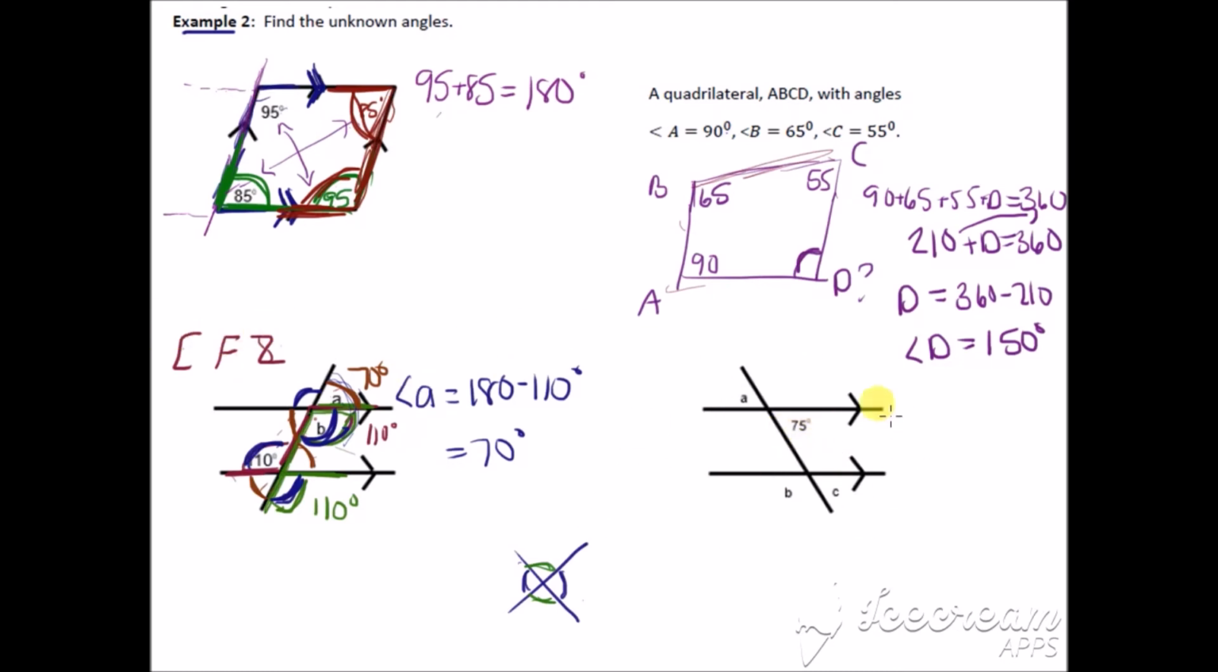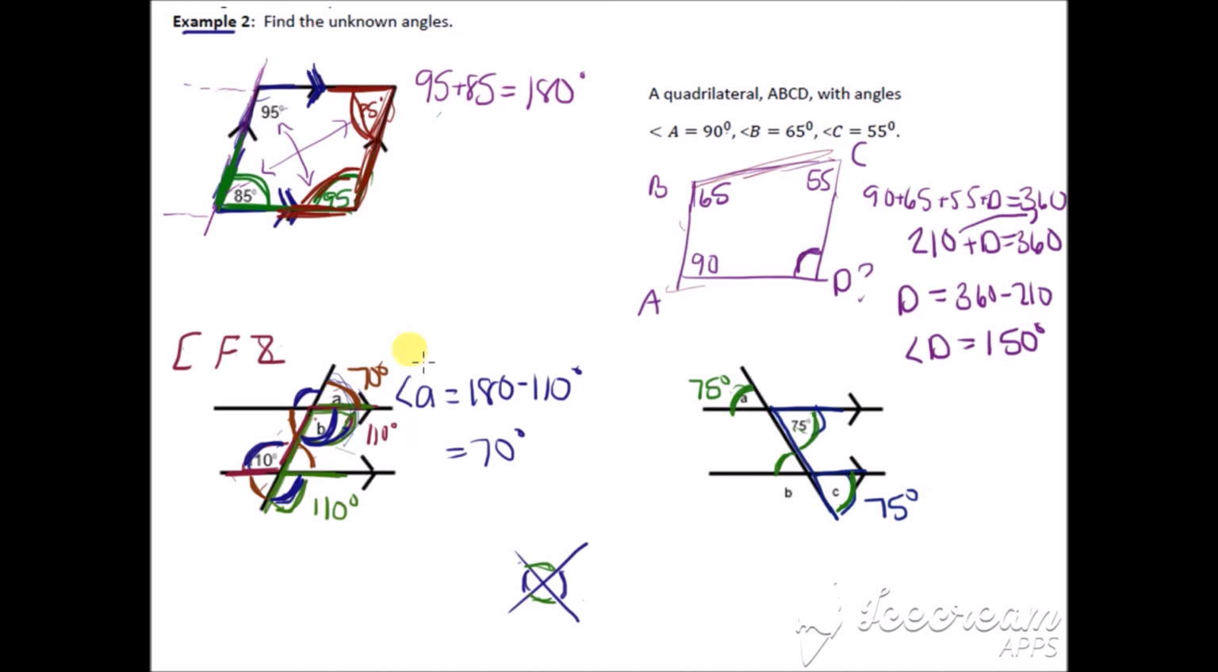So in the next one, we have two lines and a transversal through them. I can see that this is an F pattern. So angle C is going to be 75 degrees as well. And then let's just use that opposite angle. So 75 and 70, and A is going to be 75 as well. Okay, and then we know that this is going to be green, this is going to be green.